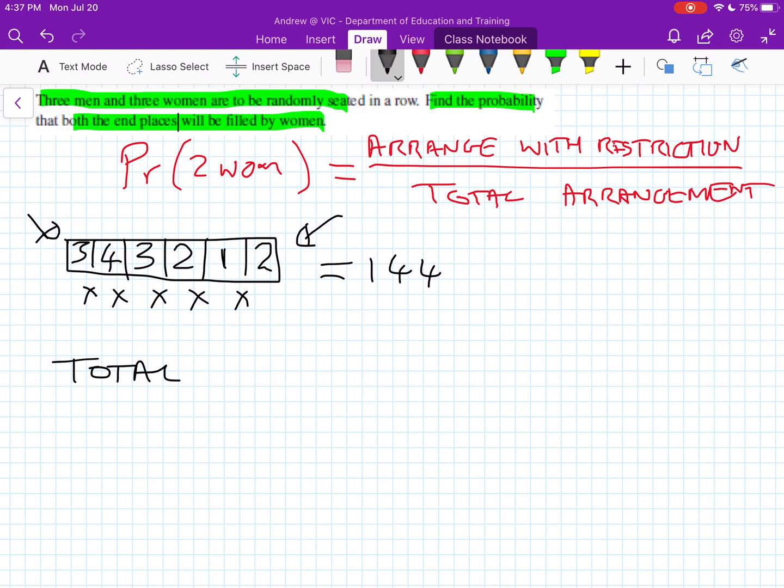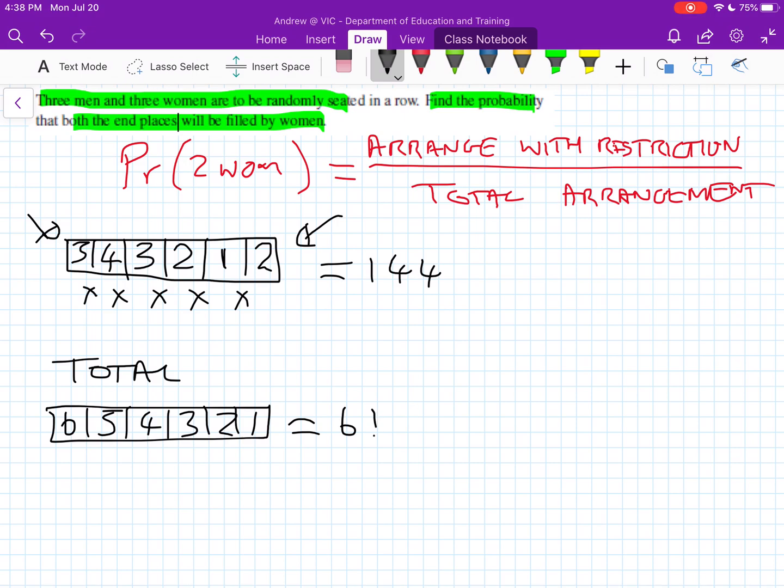Now, to work out the total, we can do this by doing the same box method without a restriction. So we just look at how many people there are, and there's 6. Out of the 6 people, we have 6 options to fill this front seat. The next seat, we have 5 after that person sits there, and so forth. So just remember, this is equal to 6 factorial.